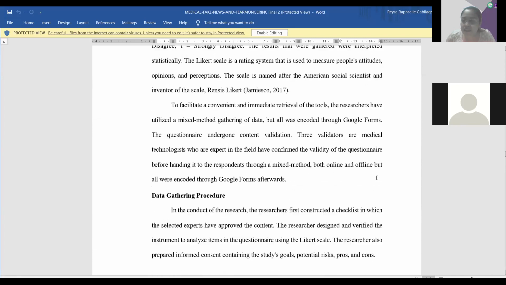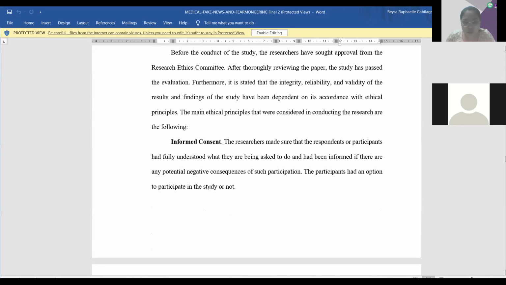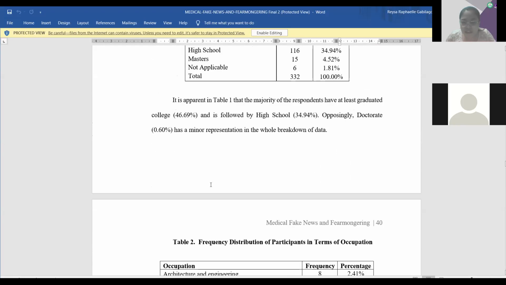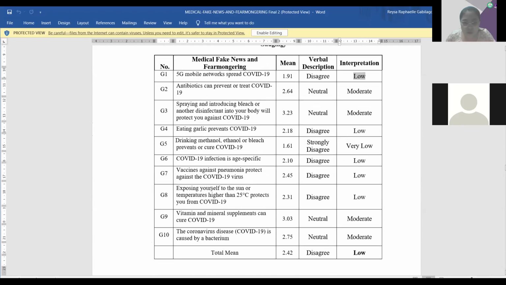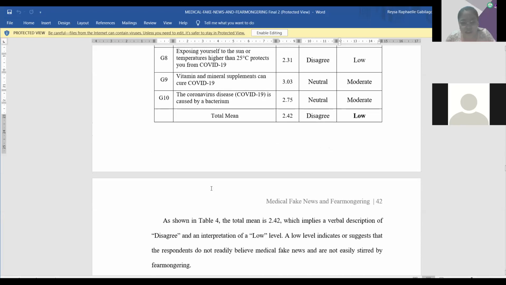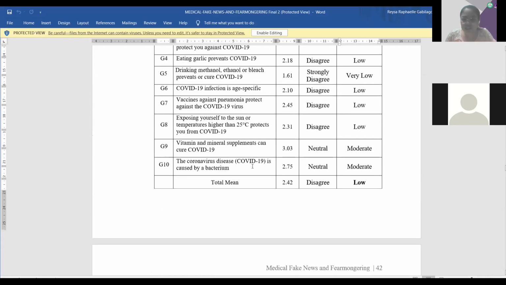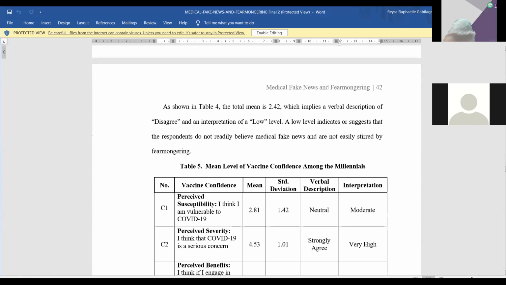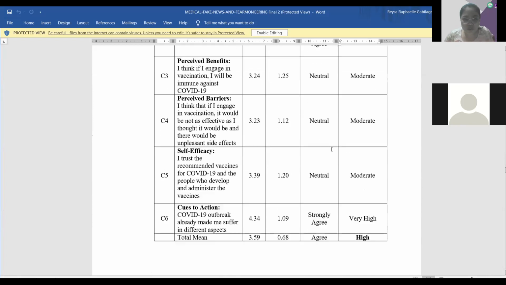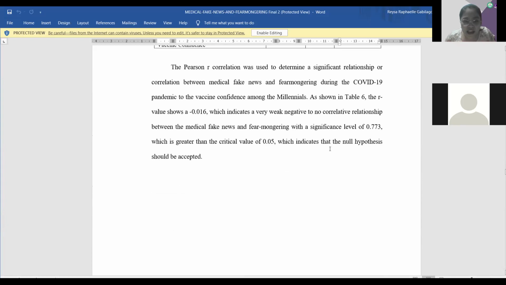Wala dito. Nasa appendices later. I will show you bakit nila nasabing disagree and bakit low and so on. They made actually a range for this. So take note. Ayan na, naka-table na. And just a little description of what is in the table. Okay, so that is also true for the other tables that they have.